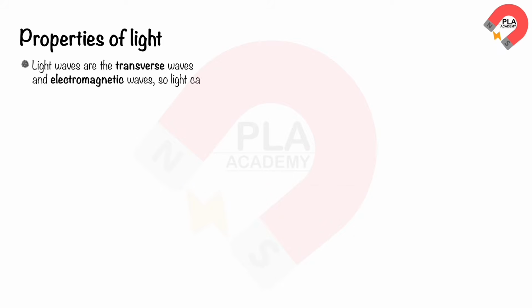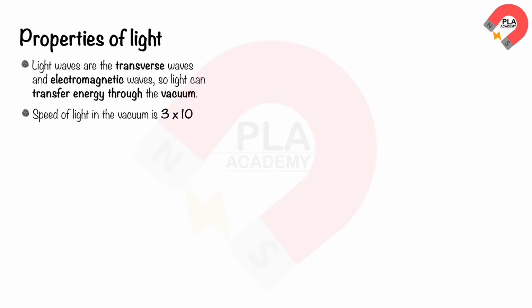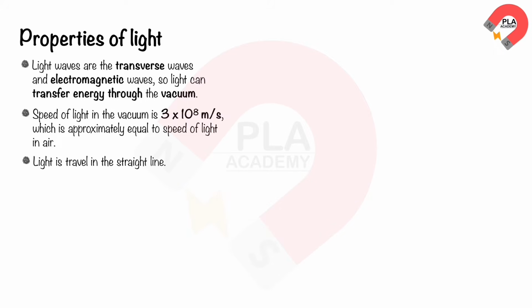General properties of light waves. Light waves are transverse waves and electromagnetic waves, so light can transfer energy through the vacuum. Speed of light in the vacuum is 3 times 10 to the power of 8 meters per second, which is approximately equal to speed of light in air. Light travels in a straight line. Light waves exhibit reflection and refraction.